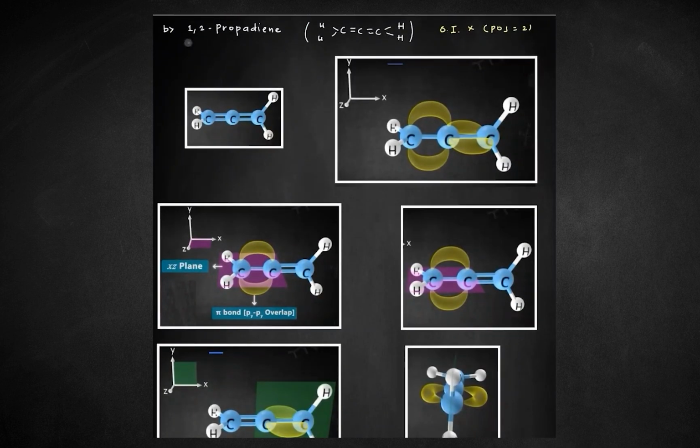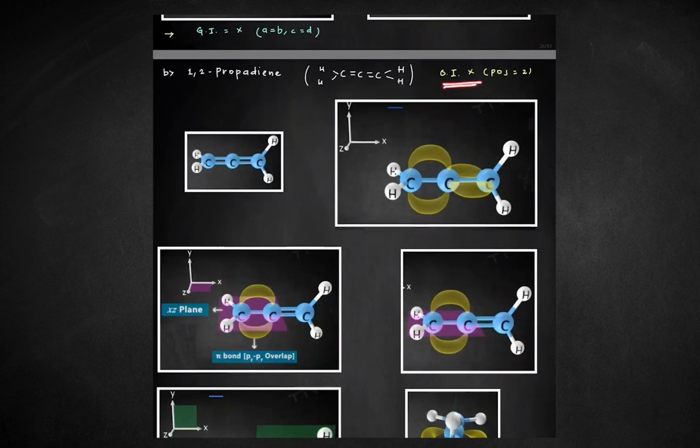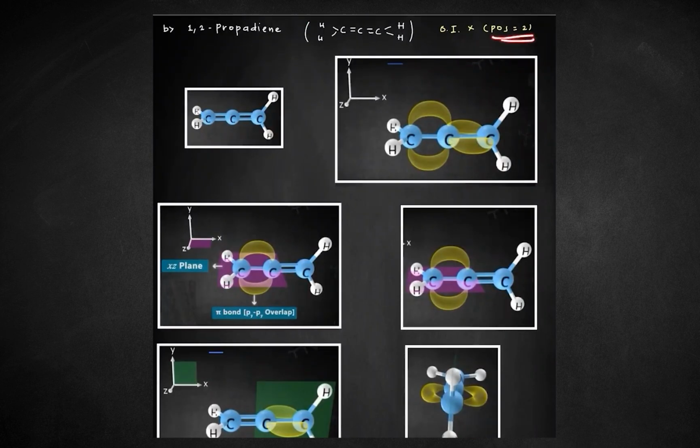Next example is 1,2-propadiene. Here you can see this particular molecule, C=C=C, H H H H. The number of pi bonds is 2 here. If there are an even number of pi bonds, you have to check optical isomerism and not geometrical isomerism. So now you have to check the symmetry, that is POS, COS, and here you can see the plane of symmetry is present. So this molecule is optically inactive, and the number of planes of symmetry is 2.